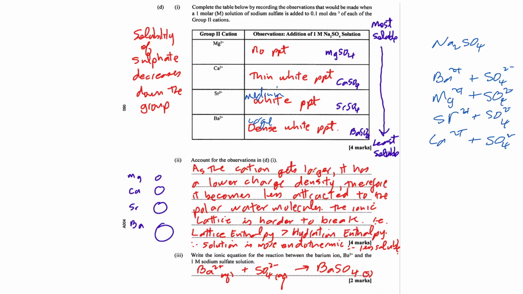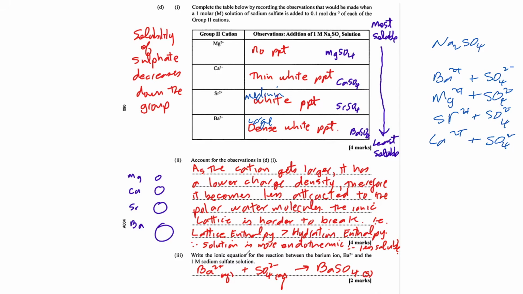Part 2. Account for the observation in D Part 1. As the cations get larger, it has a lower charge density. Therefore, it becomes less attracted to the polar water molecule. The ionic lattice is harder to break. That is, lattice enthalpy is greater than hydration enthalpy. Therefore, the solution is more endothermic. That is, less soluble.